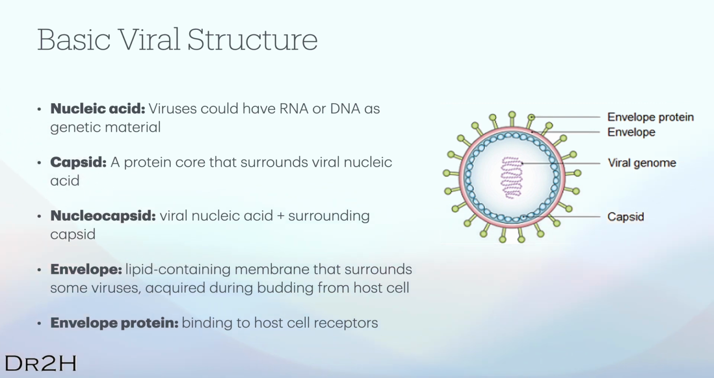Viruses could have RNA or DNA as genetic material, and it is packaged within a protein capsid. The term nucleocapsid describes the viral nucleic acid plus the surrounding capsid. Some viruses have an envelope, which is a lipid-containing membrane and is acquired during the budding step from the host cell during the viral cycle.